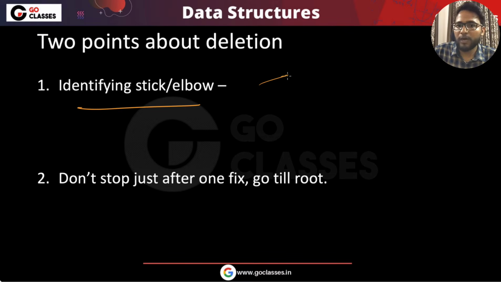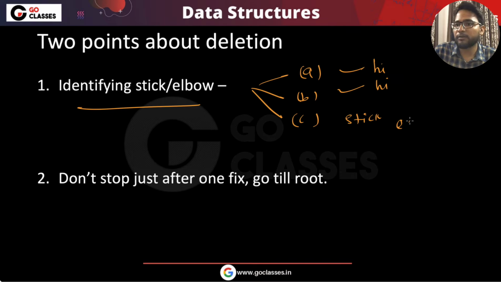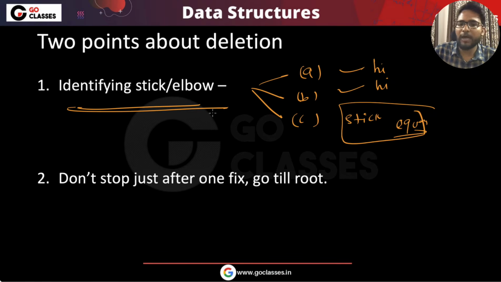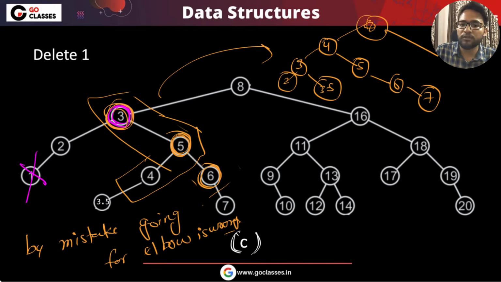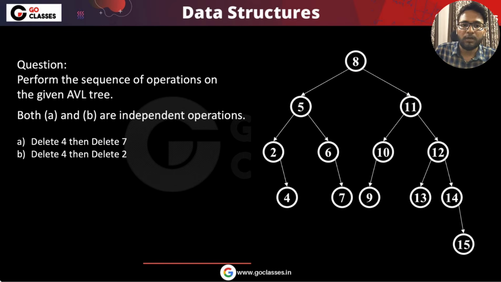So I have shown you three examples, A, B, C. In one example I am taking stick, elbow, and then stick. Why? Because of the higher height here, and here the heights are equal, so I'm going for the stick. So I have given you three examples just for this single point. Now the second point is also important: don't stop, just keep on going till the root. Let me give you another example where I will emphasize this second point. I'm emphasizing these two different points using two sets of different examples. I hope you are getting it.